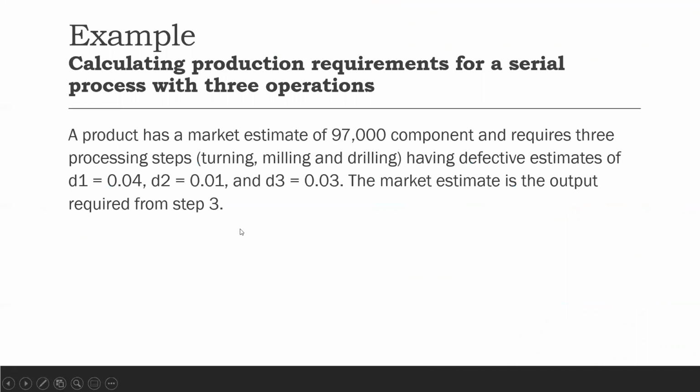So, kung walang question, proceed tayo dito sa example. So, let's say may isang product daw na may market estimate na 97,000. And mag-undergo siya ng 3 steps, which are turning, milling, and drilling. And then each process has the defective percentages of 0.04, 0.01, or 3%. Ngayon, ang kailangan nating hanapin, gaano karami yung inputs natin to produce 97,000. So again, this is our goal.